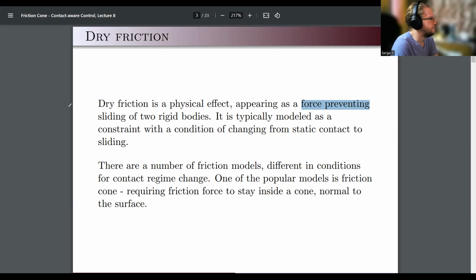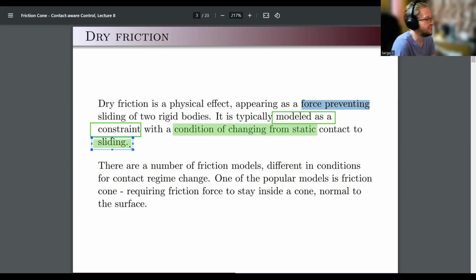All right. Typically, dry friction is modeled as a constraint. What do we mean? Remember when we set a foot on the ground, we assume the foot is not going to move down, the foot is not going to move sideways. So it is a constraint. We say the position is equal to its current position. It's not going to move. And there is additionally a condition of changing static contact to sliding.